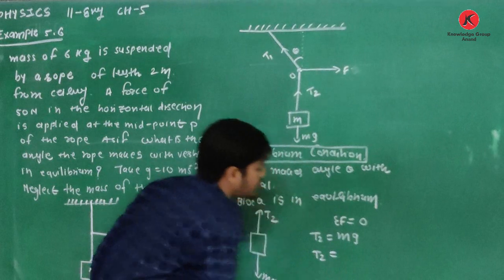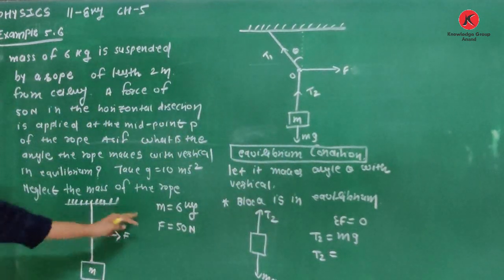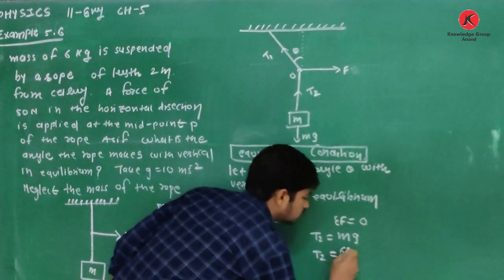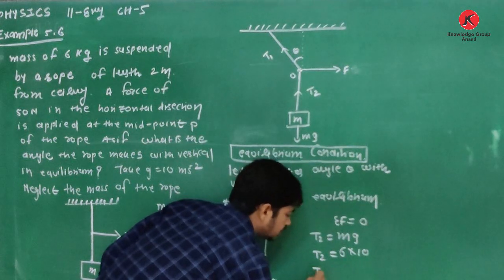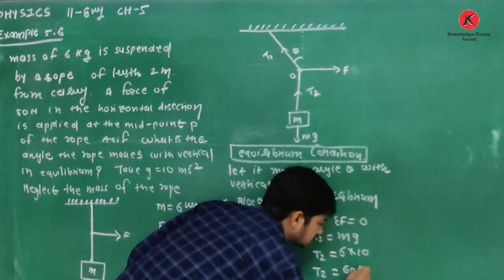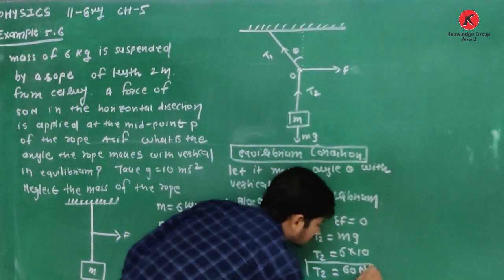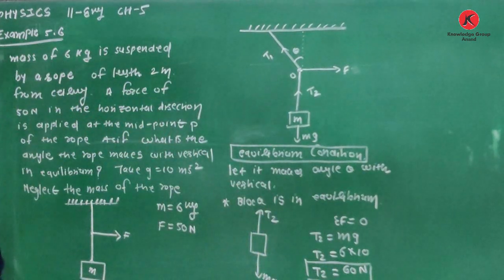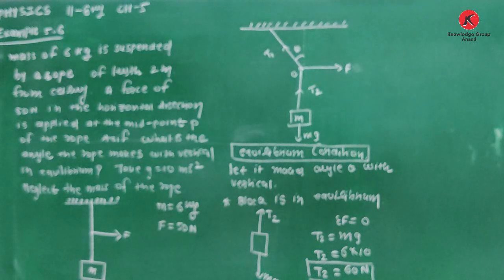So T2 is equal to m g. What is the mass of the block? It is 6 kg, and you have to take the value of g as 10. So T2 is equal to 60 Newton. Clear about this? First you have to find this for the block.